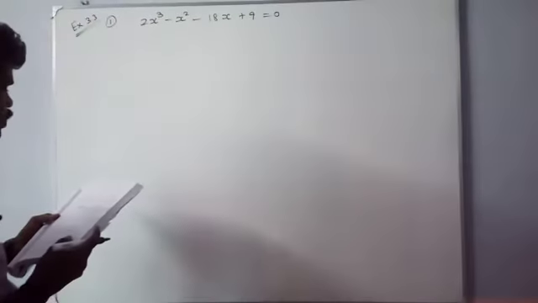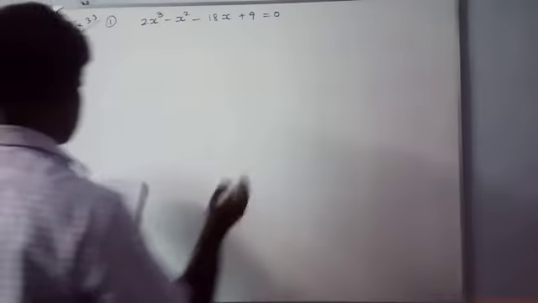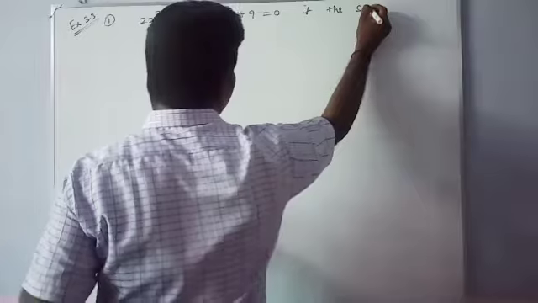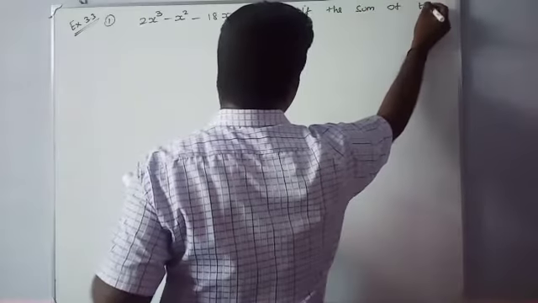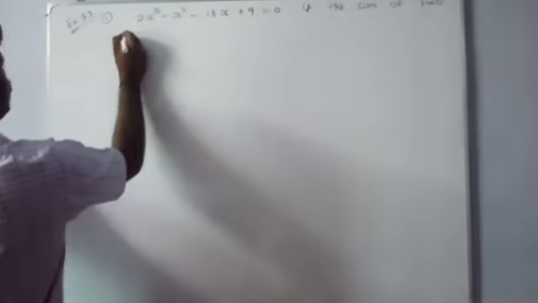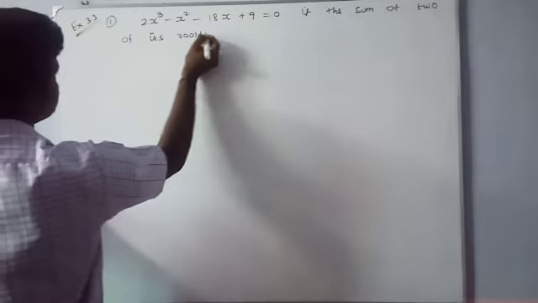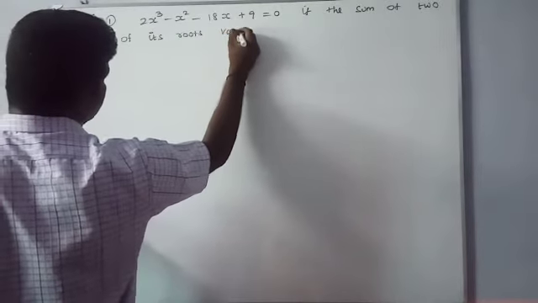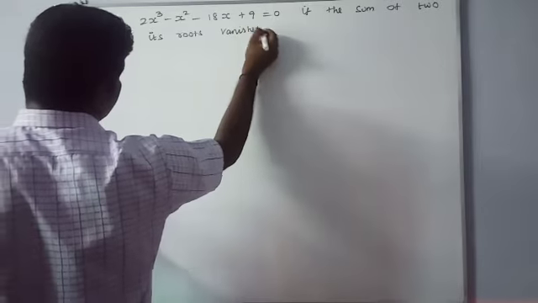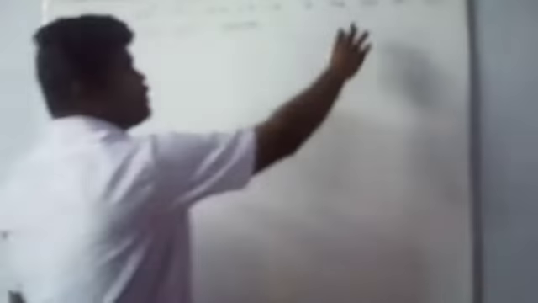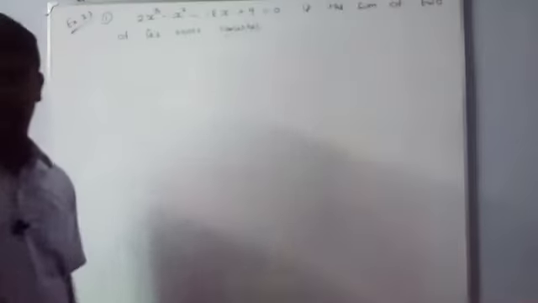If the sum of two of its roots vanishes. This is the given condition. Vanishes means 0. If the sum of the two roots, the value is 0.